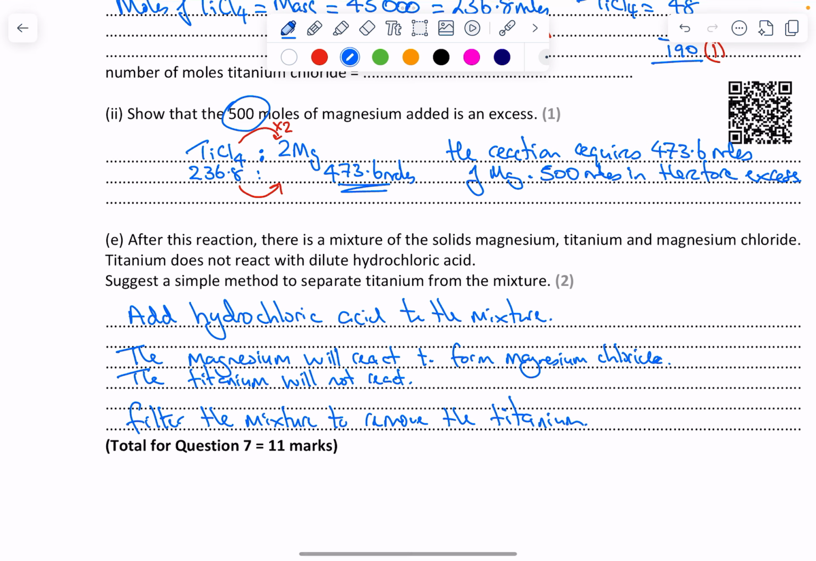Okay, right, the last little bit. So after the reaction, there's a mixture of solids of magnesium, titanium, magnesium chloride. Titanium does not react with hydrochloric acid. Suggest a simple way of separating titanium from the mixture. So what you would do is add hydrochloric acid to the mixture. The magnesium is going to react to form magnesium chloride. The titanium does not react. And then what you would do is filter the mixture to remove the titanium.